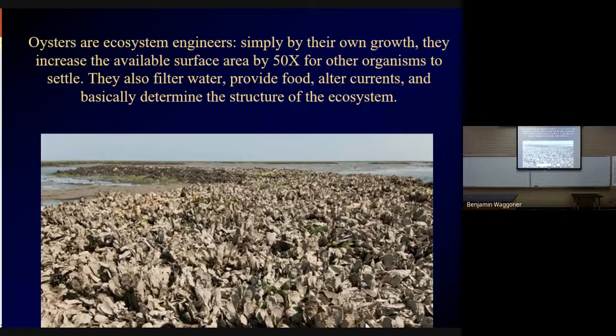So one cool example is oysters. Here's some oyster beds at low tide. The water has retreated, and all of this white, crunchy stuff that you're looking at is oysters and oyster shells, and oysters growing on oyster shells. Simply because they're there, they increase the available surface area for other critters to live by 50 times.